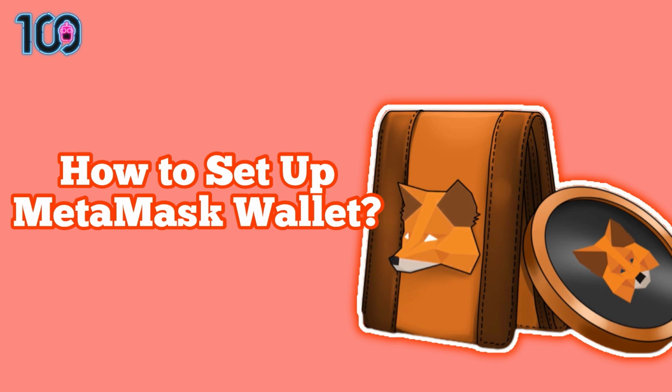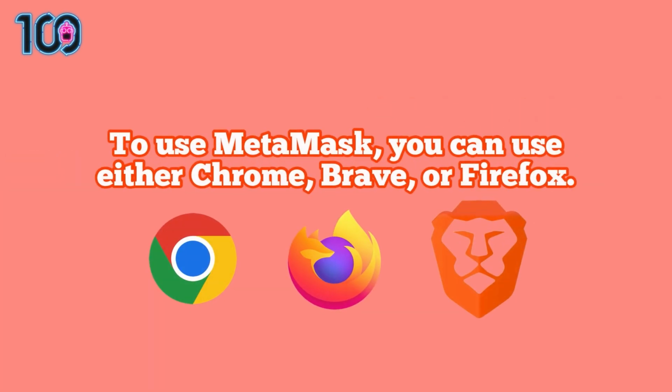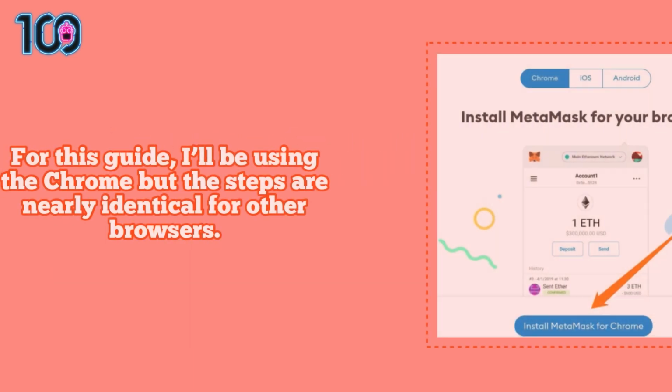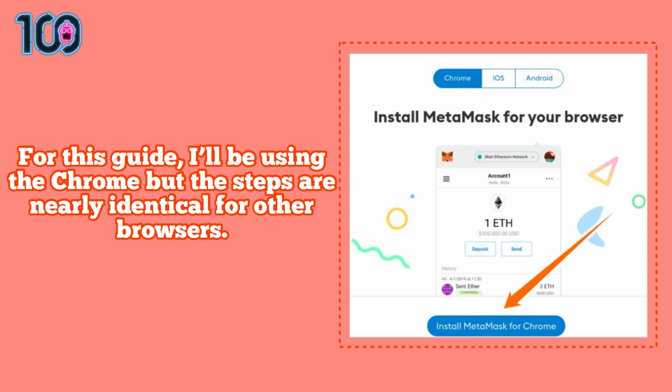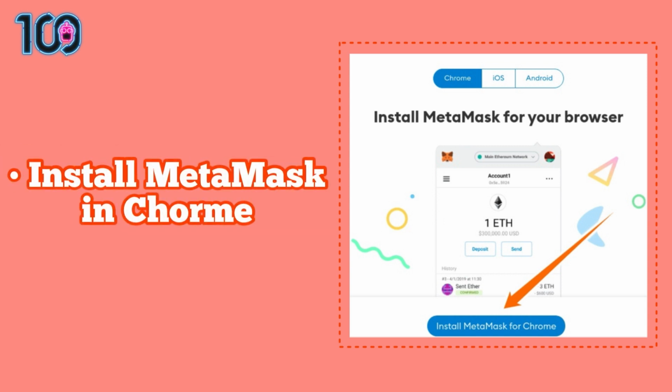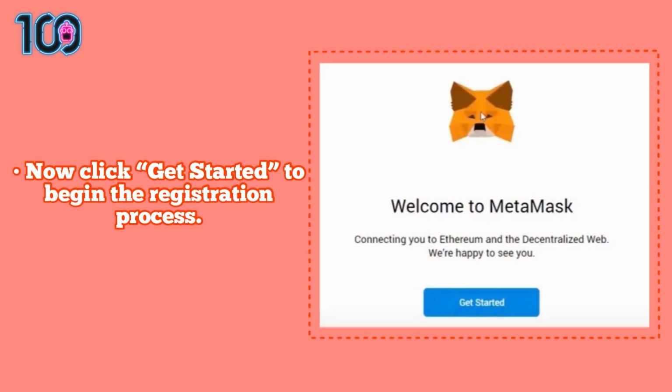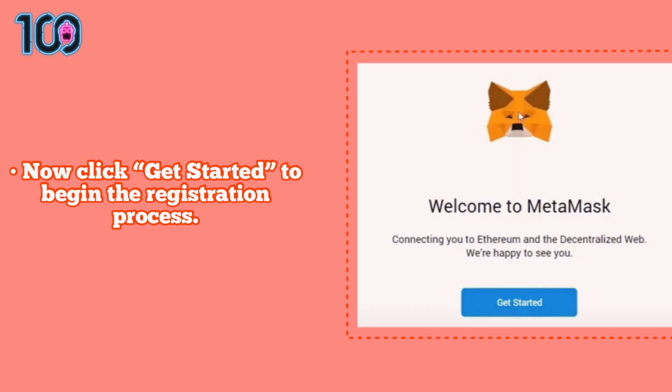How to set up MetaMask wallet. To use MetaMask, you can use either Chrome, Brave, or Firefox. For this guide, I'll be using Chrome, but the steps are nearly identical for other browsers. Install MetaMask in Chrome. Now click Get Started to begin the registration process.